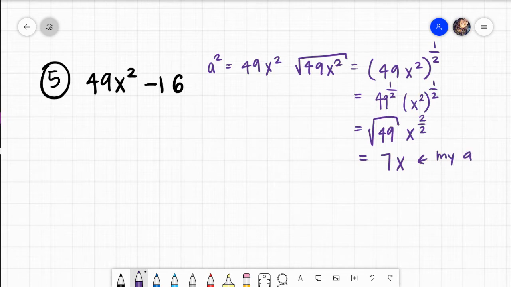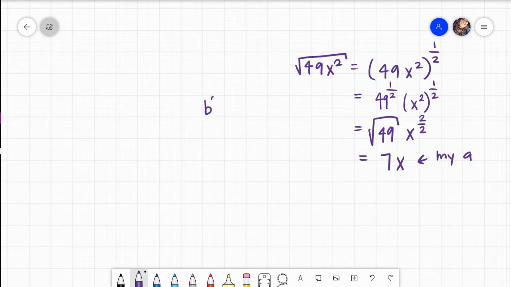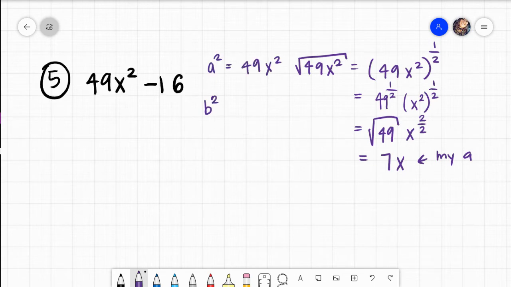Well, let's go ahead and do the same thing to our b squared. My b squared is 16. I know I need to take the square root of b squared, which is 16, and the square root of 16 is 4. That's my b. Okay, so let's go ahead and put in our template.